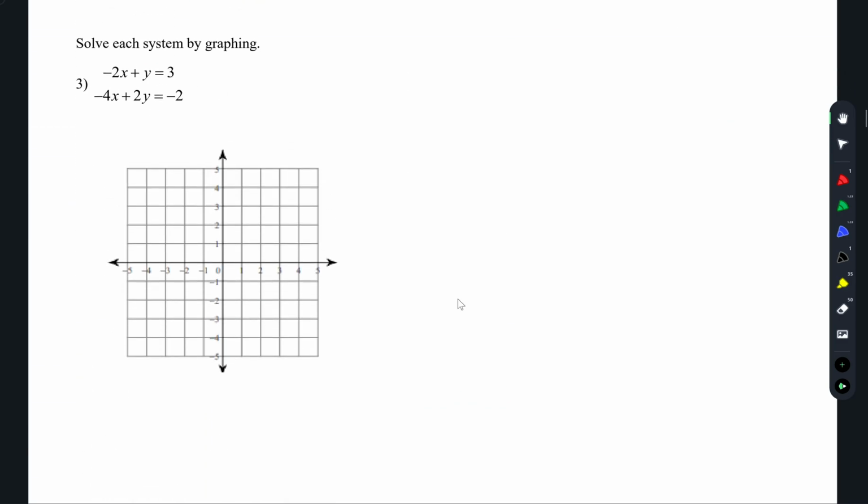So number 3, okay, is you're going to solve for y. So you're going to take negative 2x plus y equals 3. Then we get y equals 2x plus 3. Okay. So we're going to graph 0, 3. And then again with your slope.